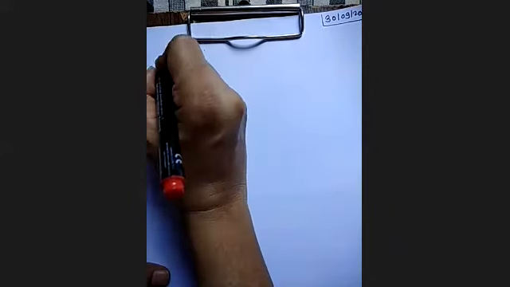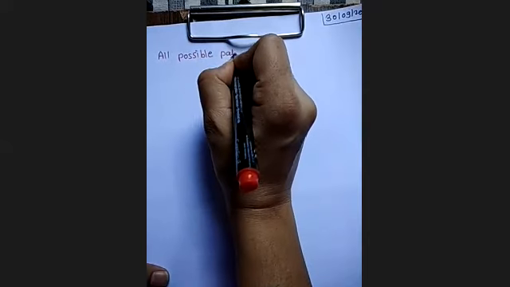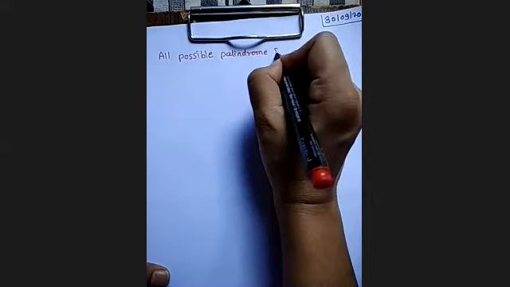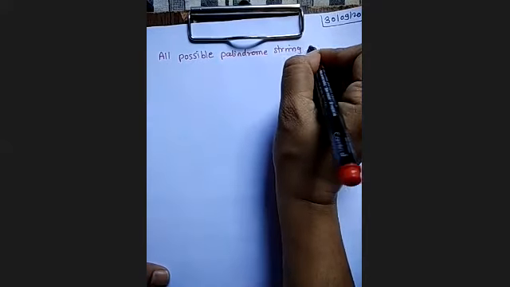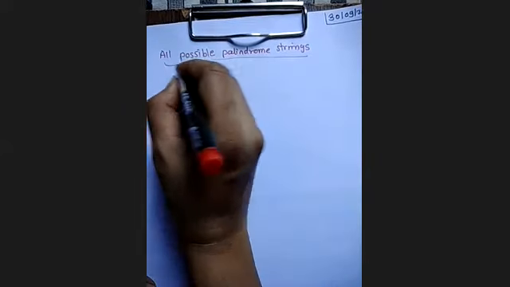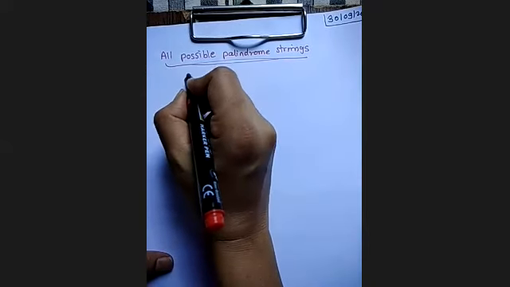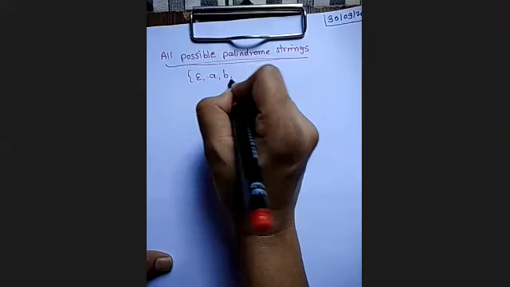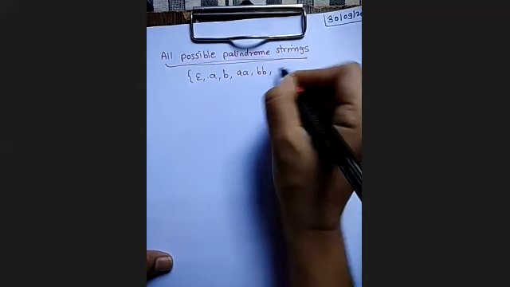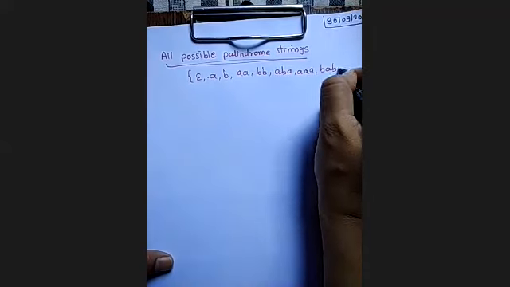So our next problem here is all possible palindrome strings. I'll give you the hint. Tomorrow's lecture, you are going to tell me how to design the DPDA or NPDA for this. All possible palindromes means what? Here it will contain epsilon, A, B, it may be AA, BB, ABA, BAB. So like this way.